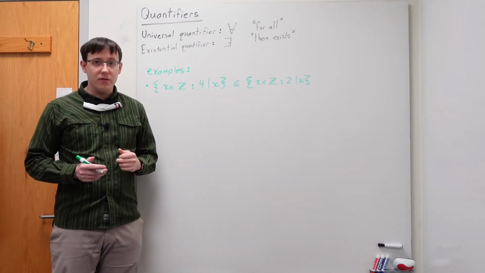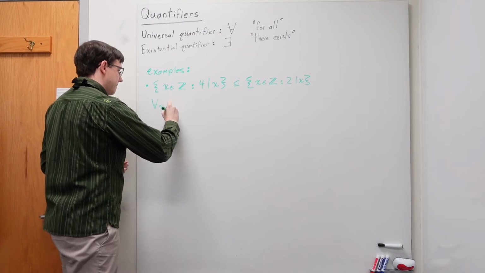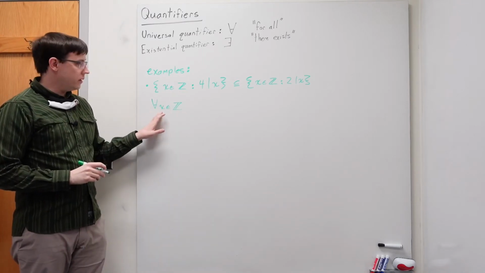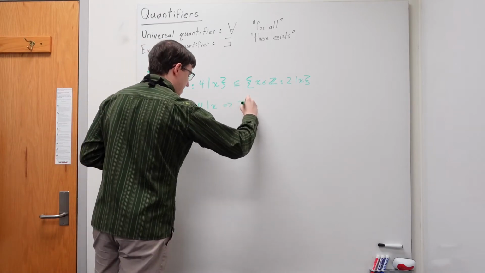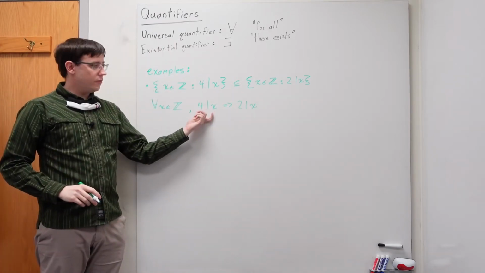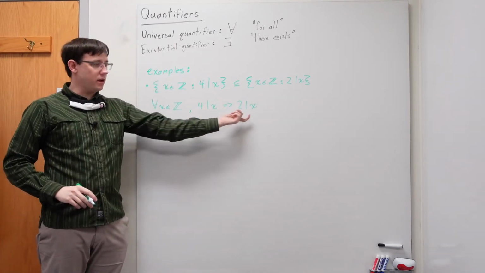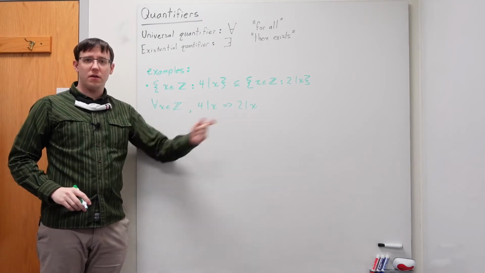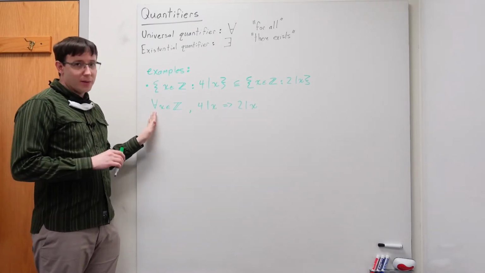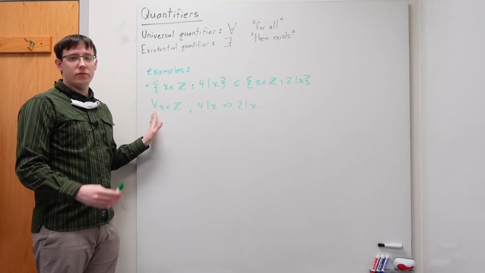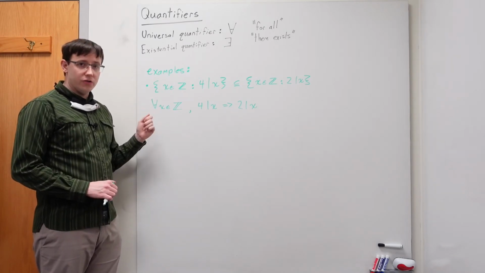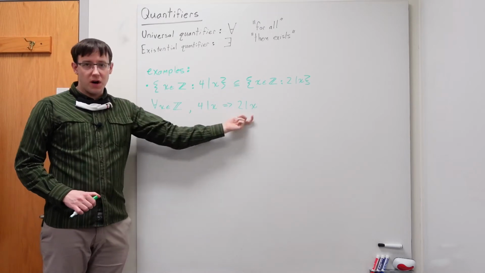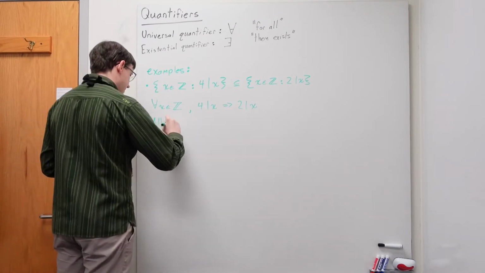And we could write this as, for all integers x, if 4 divides x, then 2 divides x. In a sentence, we read this upside down A, the universal quantifier, as for all. For all integers x, some property holds.